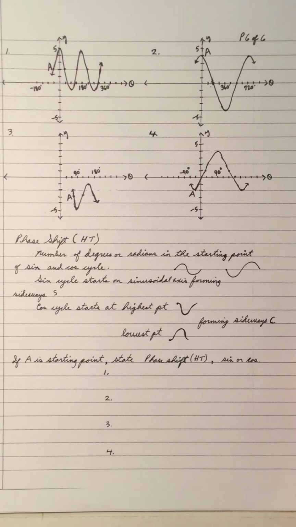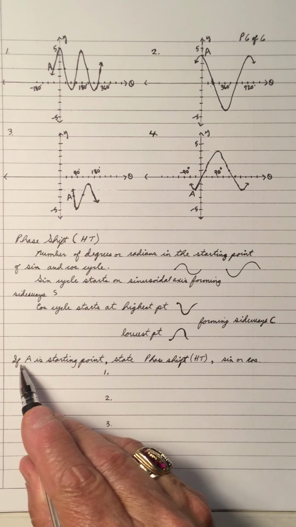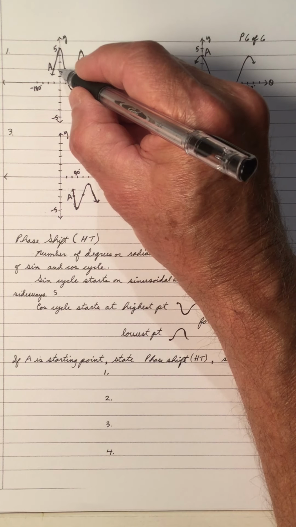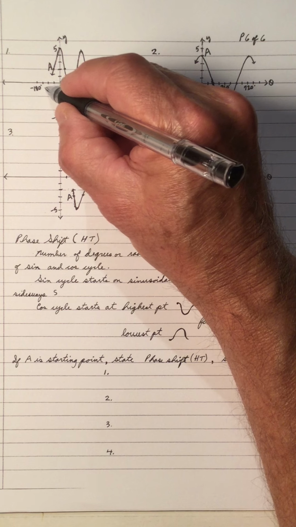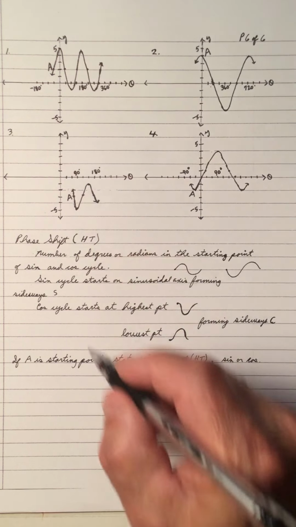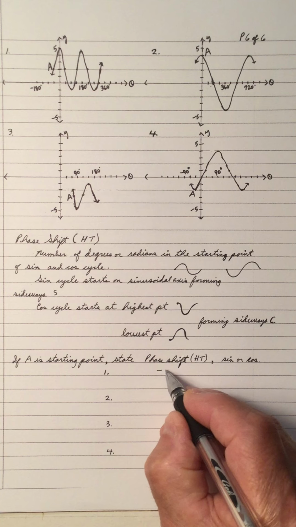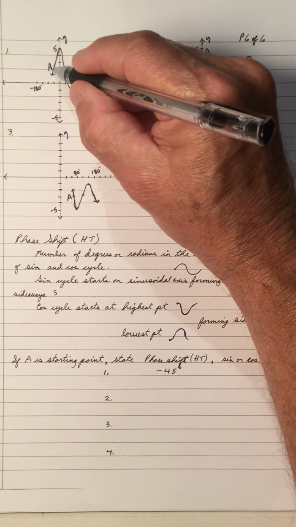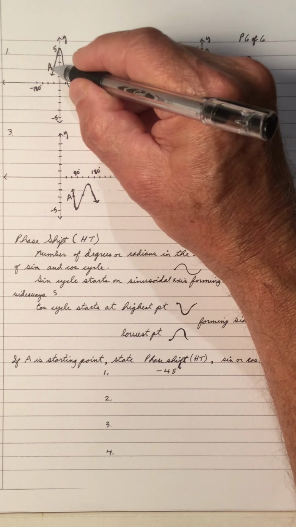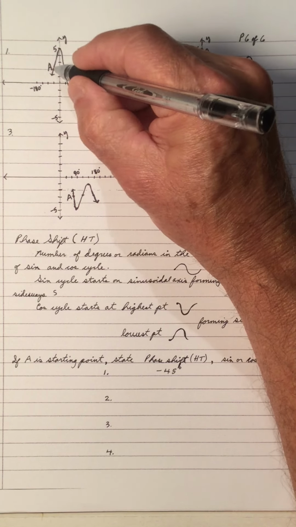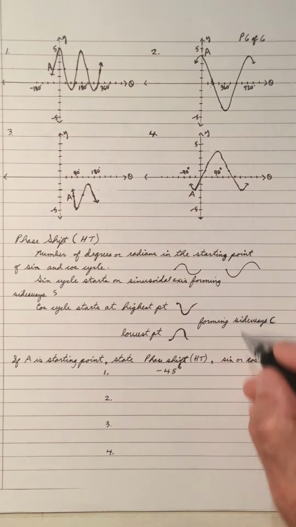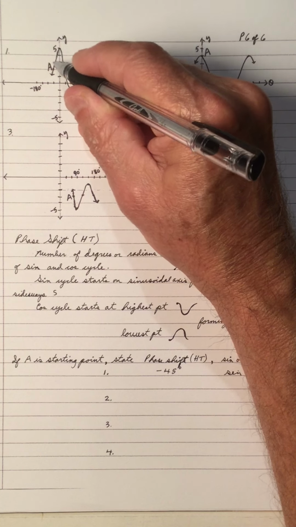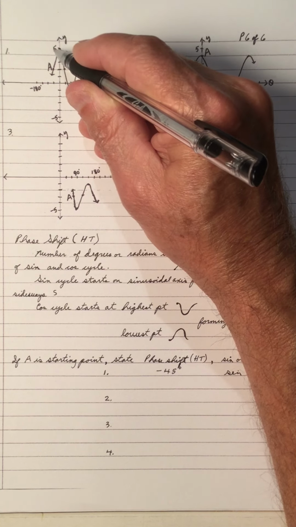So let's look at the phase shift in each of these. If A is the starting point, find the phase shift. There's 0 there. So this is a negative 90, that's a negative 45. So the phase shift is negative 45 degrees, to the left. Notice we're going up, and it's starting on the sinusoidal axis, so that would be a sine. If I started at A, I would name it with a sine equation.